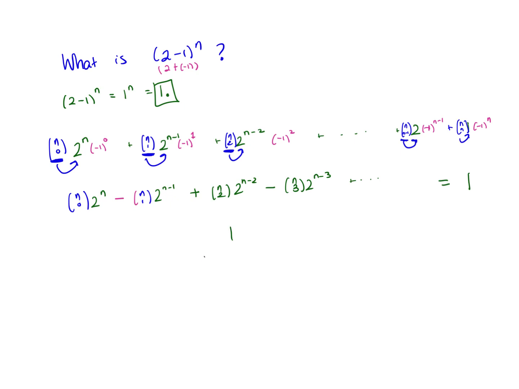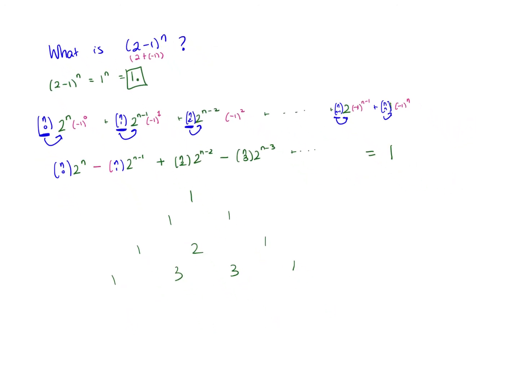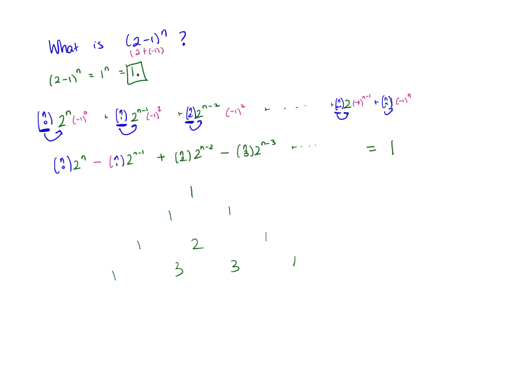So let's try that. I'm going to pick a row of Pascal's triangle to find my binomial coefficients. I'm going to put in my powers of 2. So this guy gets a 2 to the 0. This guy gets a 2 to the 1. This guy gets a 2 squared. And this guy gets a 2 cubed. And then I'm going to do an alternating sum, minus, plus, minus. And that should always give me 1.